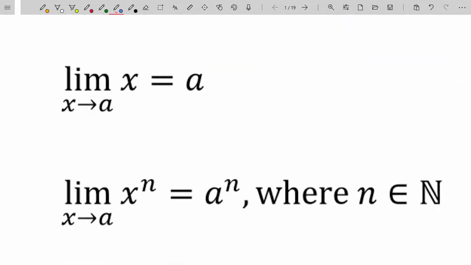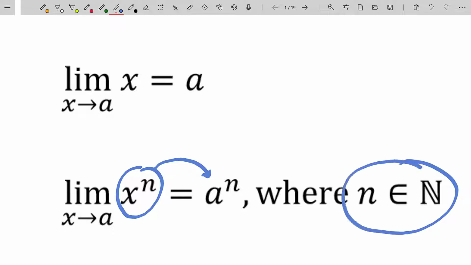Going down to the next one. As x gets really close to a, x to the nth power here gets close to a to the nth power. And you could probably justify that a little bit by saying, well, of course, because x is getting close to a, therefore x to the n gets close to a to the n. However, there are some caveats here. Notice that the condition here says where n is a natural number. That's what that n double bar is. The capital N double bar is the set of natural numbers, which are the counting numbers 1, 2, 3, and 4, and so on and so forth.